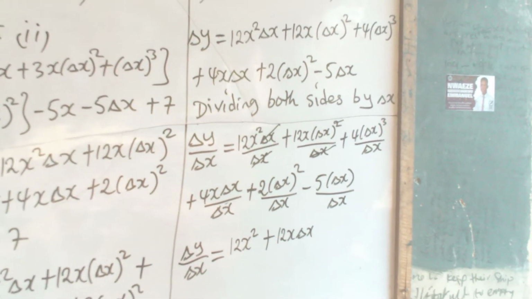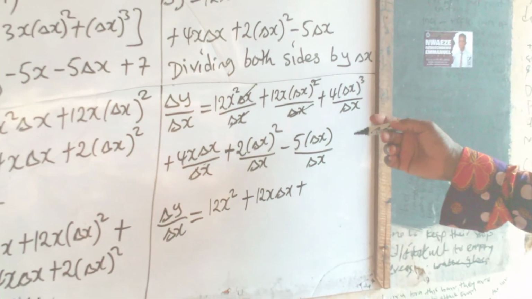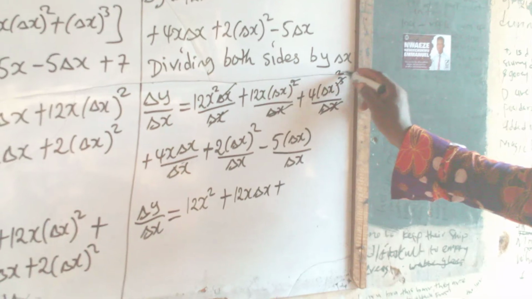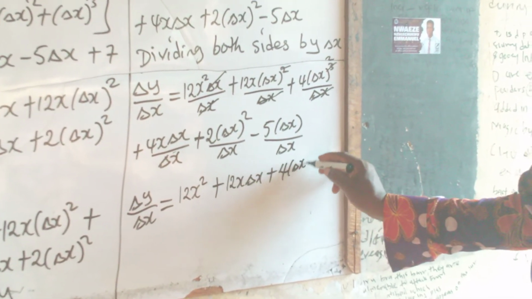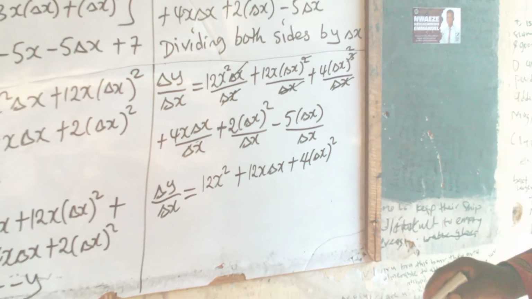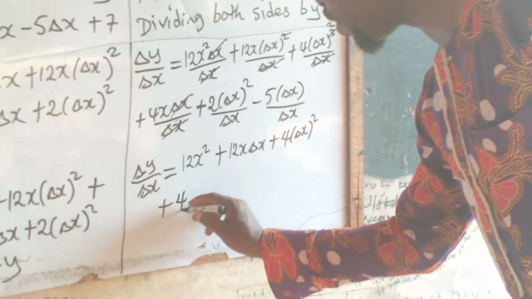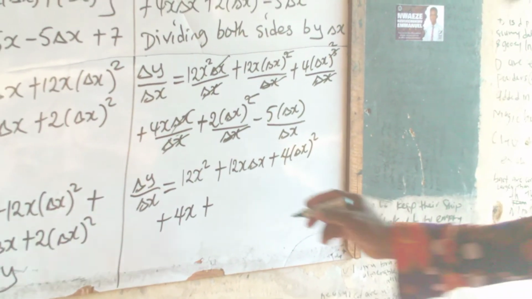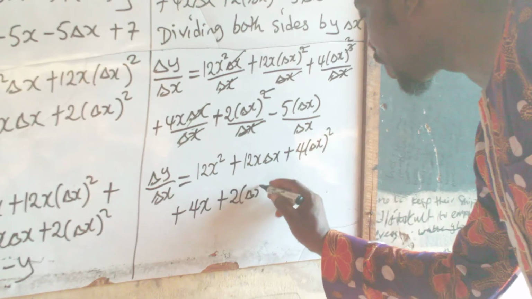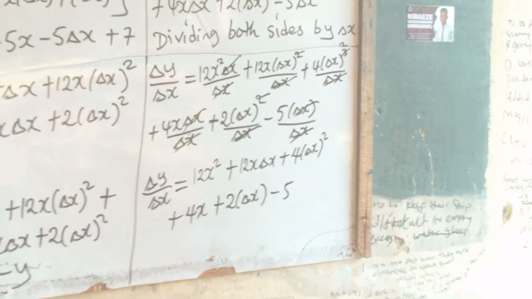change in s plus, so this one will remove 1 from 3, it will remain 2 now. So you have this one, remove this, it will remain 2. So you have 4 change in s raised to power 2. Then plus this will cancel this. You now have 4s plus what again? This will cancel one of these. You have 2 change in s minus 5 because this will cancel this.